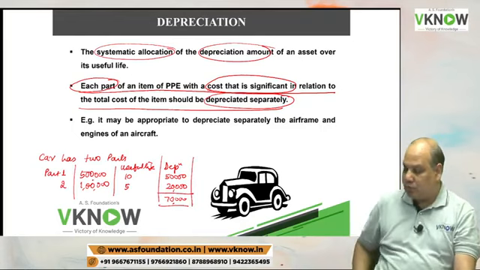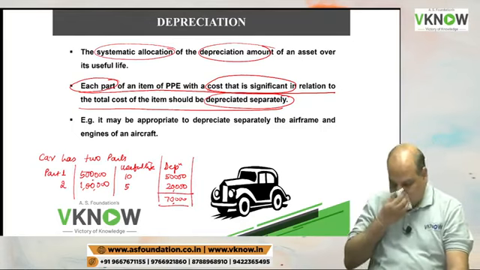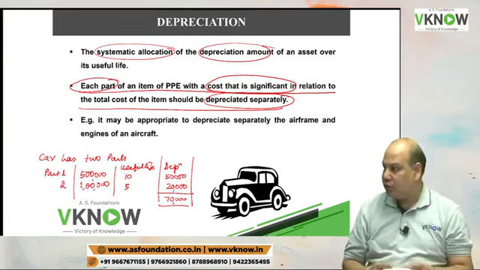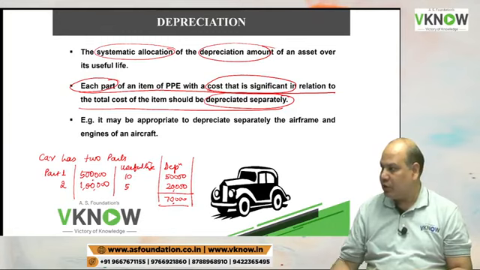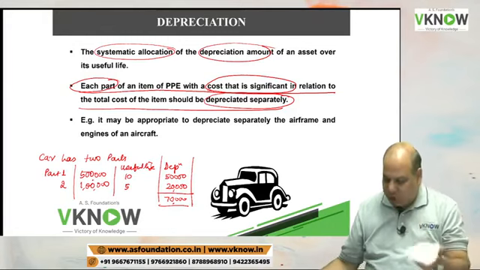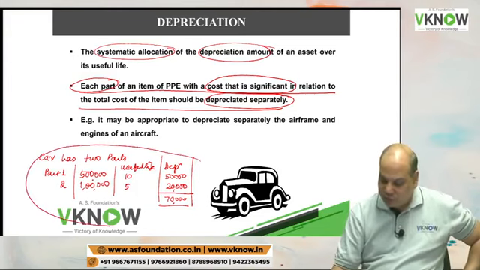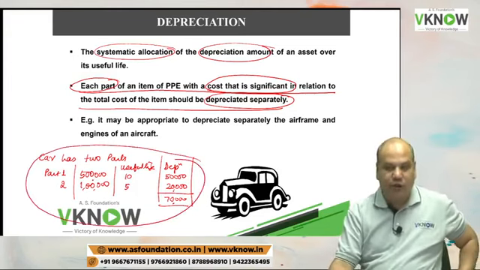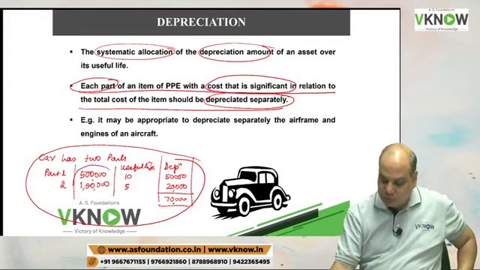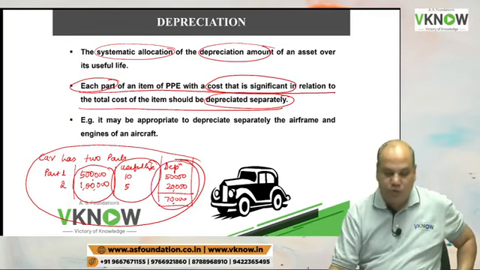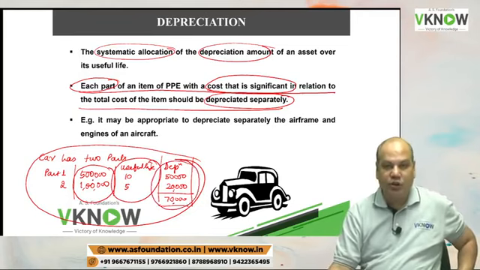This is called component wise accounting. Do you agree? In some exam questions, they ask you a problem like this. An asset has 3 parts, 4 parts. They'll give you the cost of each part, the useful life of each part, and then you have to just compute the depreciation for each part.